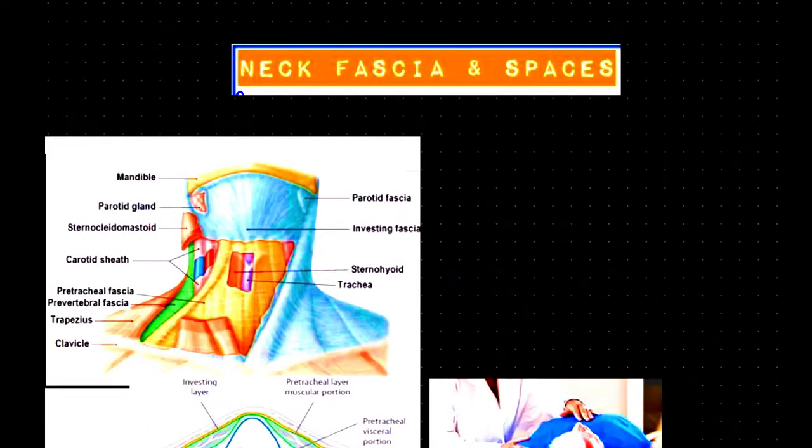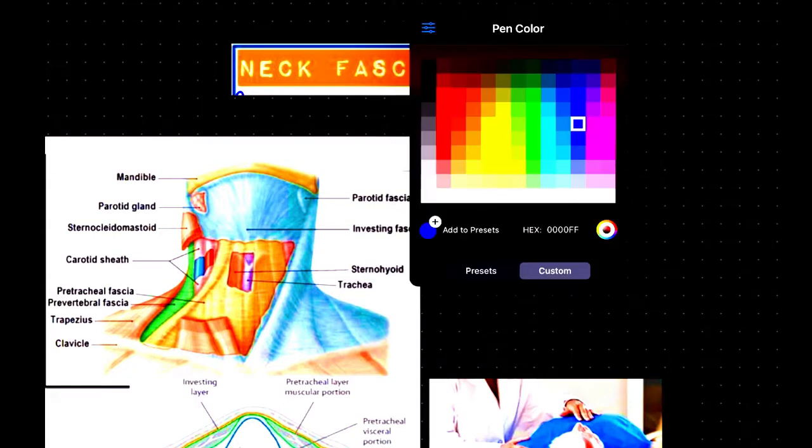The topic of discussion that we are going to have right now is the fascia of the neck and the spaces within the neck region. What are the fascias in the neck? The fascia that is present in the neck is called the deep fascia of the neck.